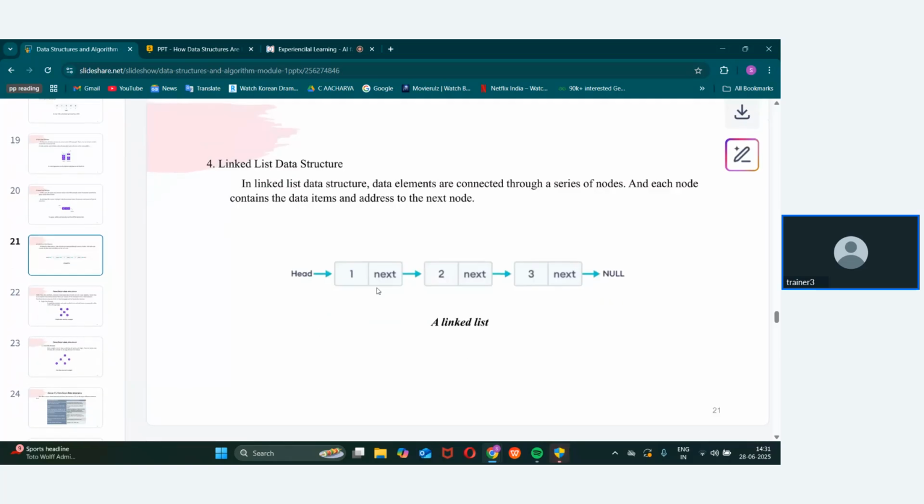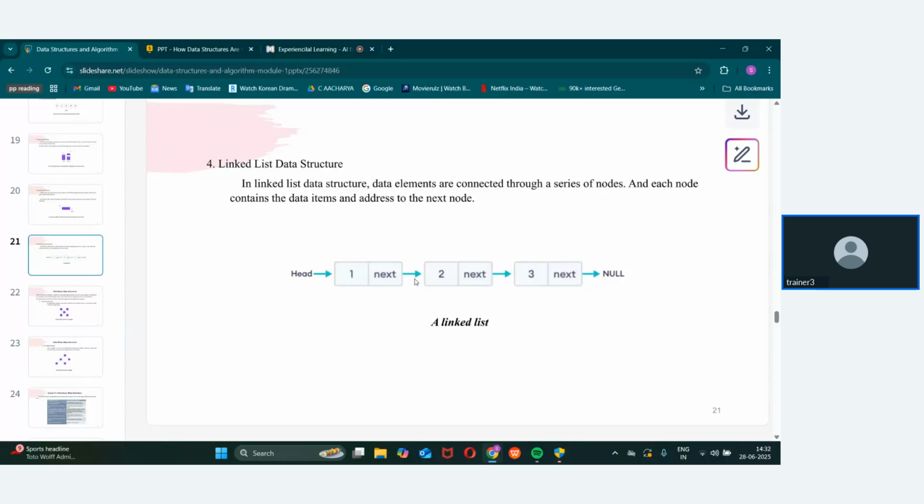So what happens here? Unlike arrays, what happens in arrays? The elements are stored contiguously. But coming to a linked list, unlike arrays, the elements are not stored in contiguous memory locations. Instead, they are linked using pointers. This is known as a pointer, and two nodes are connected using this pointer.